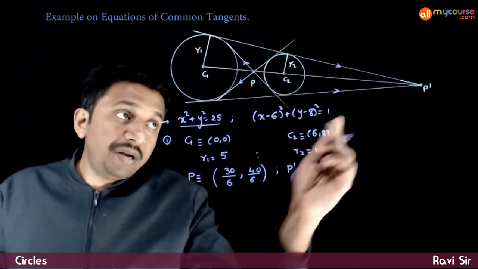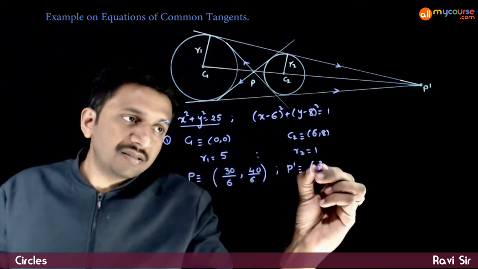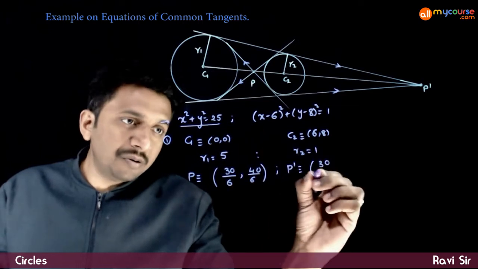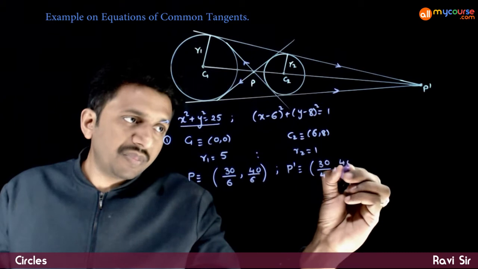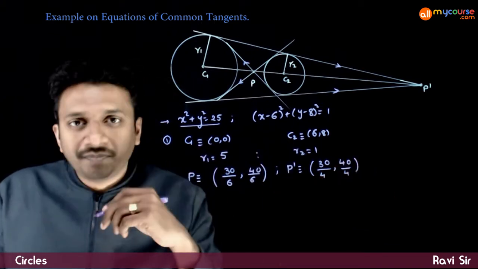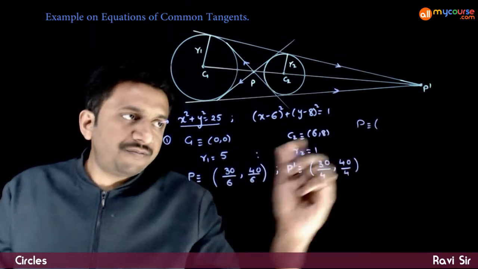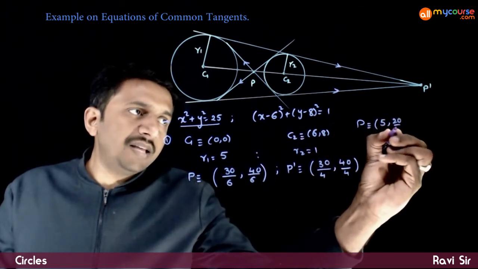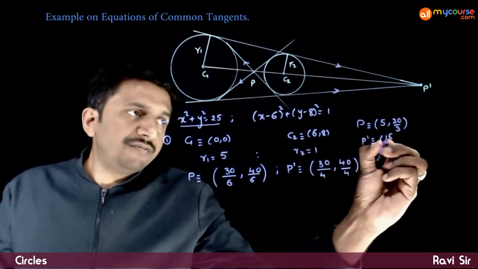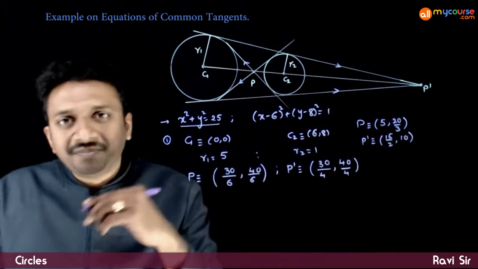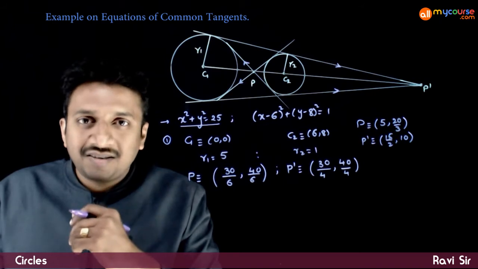Next, if you want P dash, you need to consider external ratio. 5 into 6, so 30 minus 0 by 5 minus 1, 40 minus 0 by 5 minus 1. So P is the point (5, 20/3), and P dash is the point (15/2, 10). So once you have P and P dash, what is the next step?